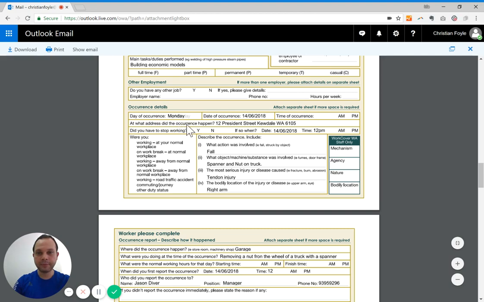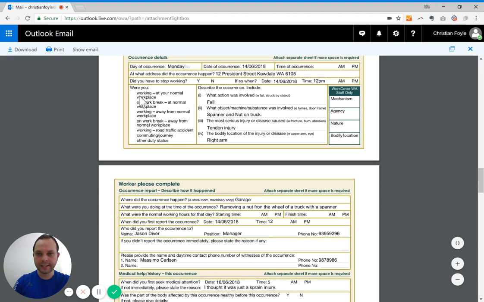Next, you have to state where the accident occurred. So we've put 12 President Street in Kewdale. Did you have to stop working? You'd tick either yes or no, and then you put the date and time you stopped working. So here we've put 14th of June at 12 o'clock p.m.